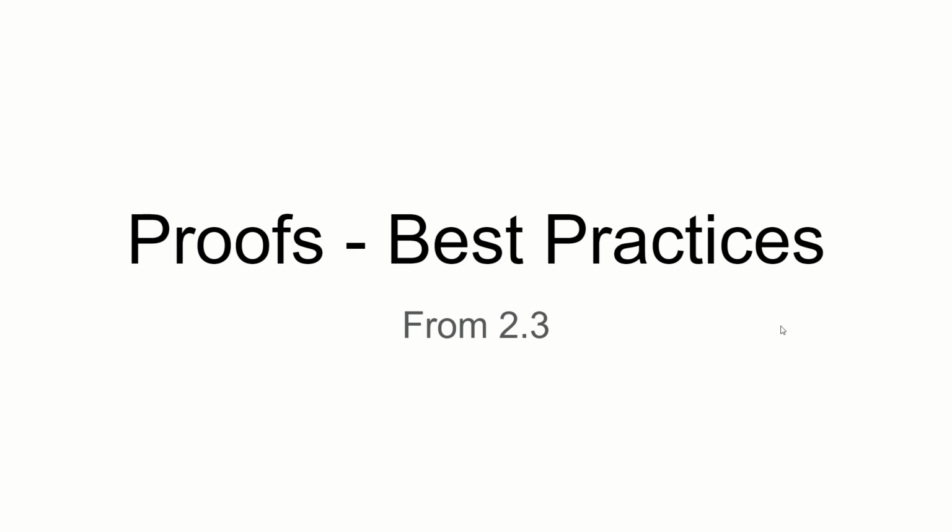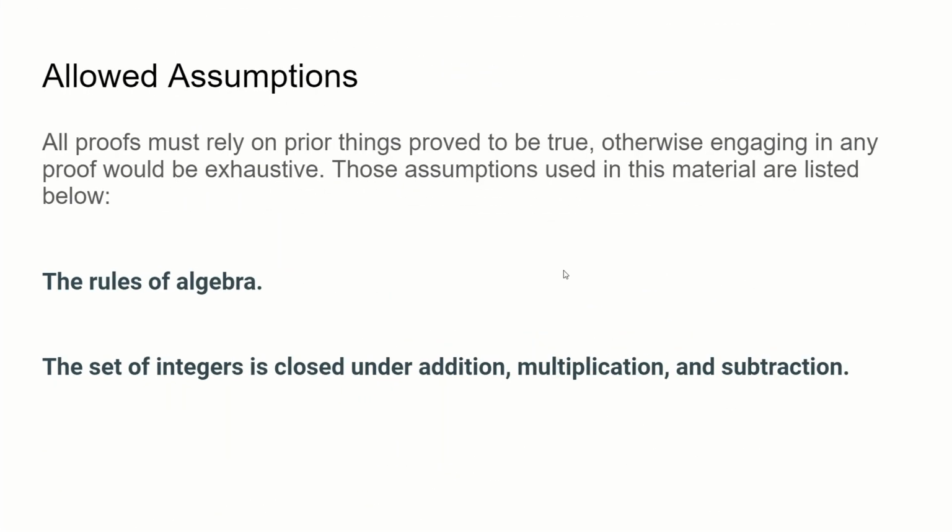2.3 covers best practices to use in writing proofs. So all proofs operate on assumptions, essentially, or you wouldn't be able to get anywhere. And assumptions are any prior things that have already been proved, in a proof or otherwise. And you can use any assumptions as long as you list them at the beginning of your proof, and they're obviously valid.